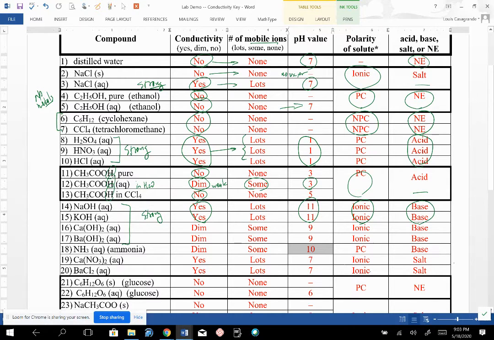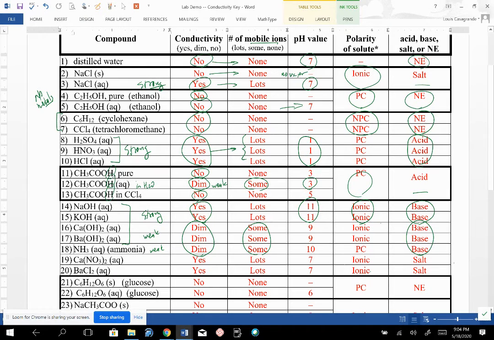These are bases. Calcium hydroxide, barium hydroxide, these are weak electrolytes. And so is ammonia, a weak electrolyte. They all have dim conductivity, dim light bulb with some ions, and a lower pH, so weaker bases, but they're all bases as well. Now look at this.